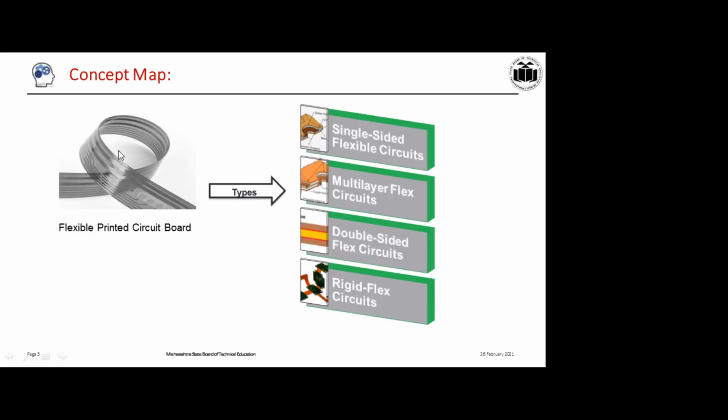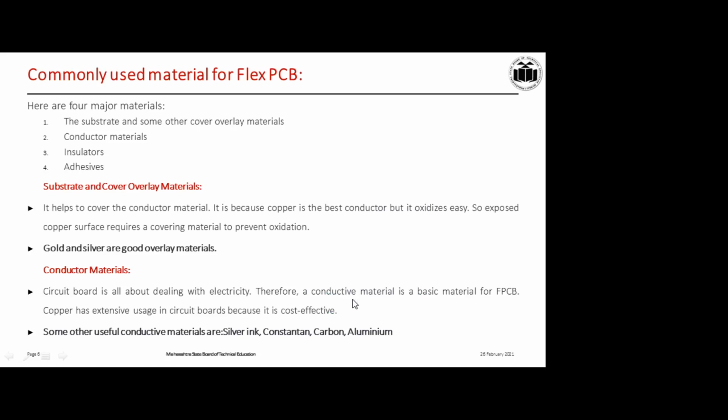Now here is a concept map. In the first part, we have seen the types of the flexible circuit. Here, this flexible circuit board looks like a metallic film. So this metallic film or this FPC circuit can be of different types. Now let us see all the types and constructions in this module.